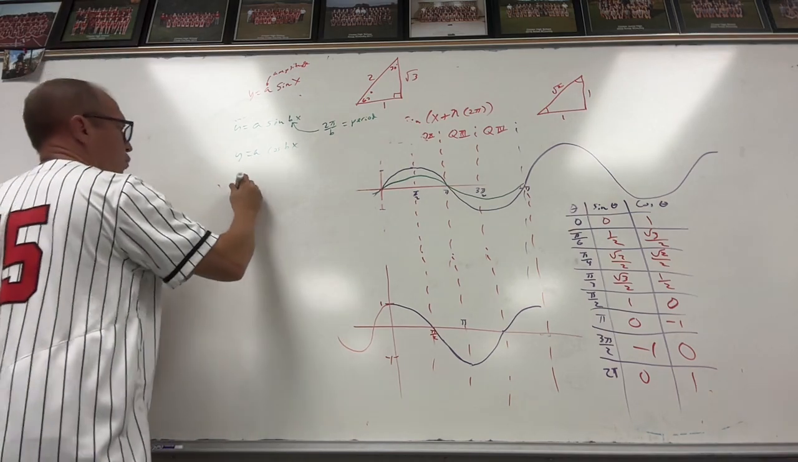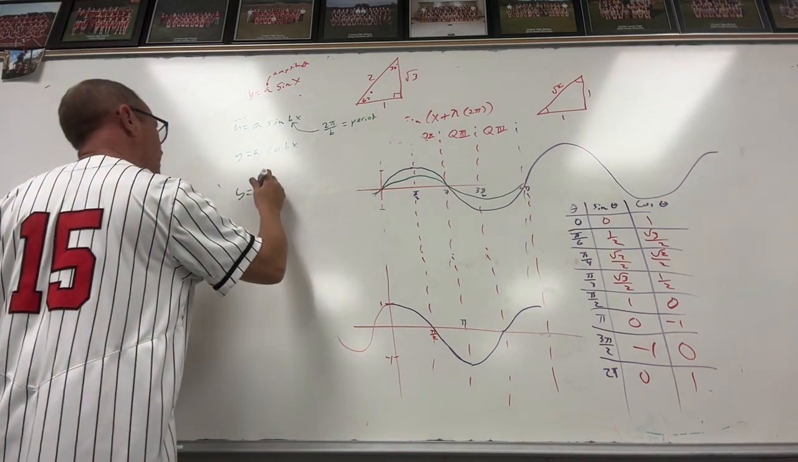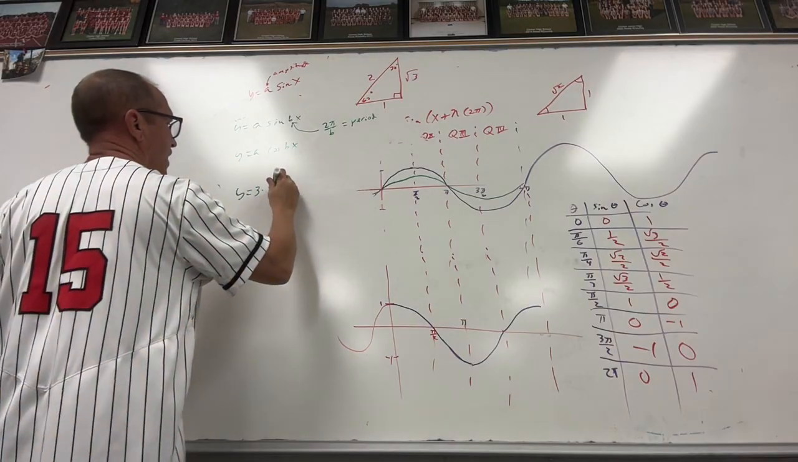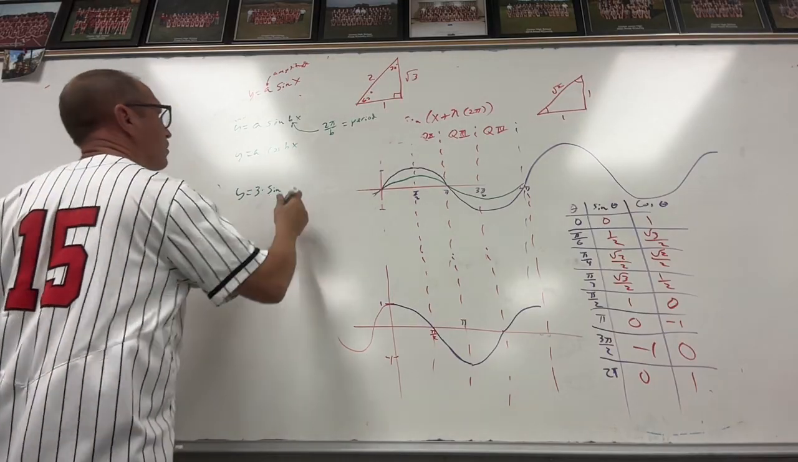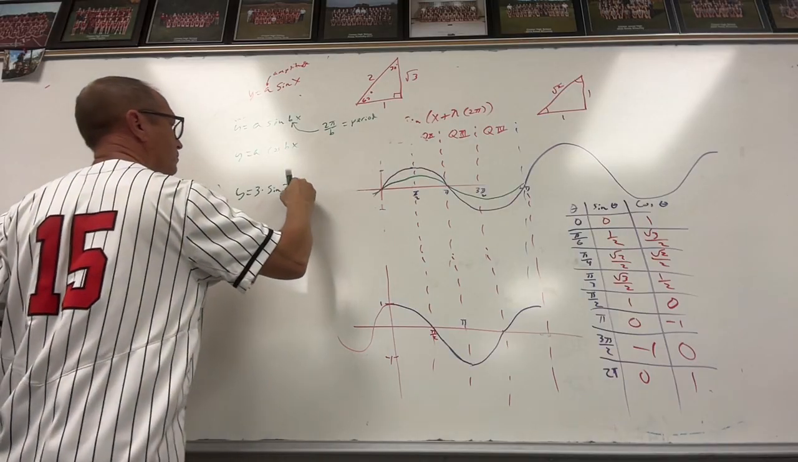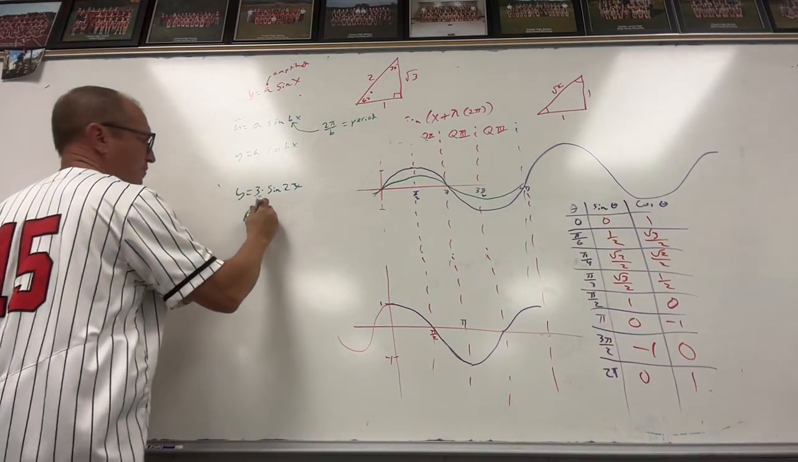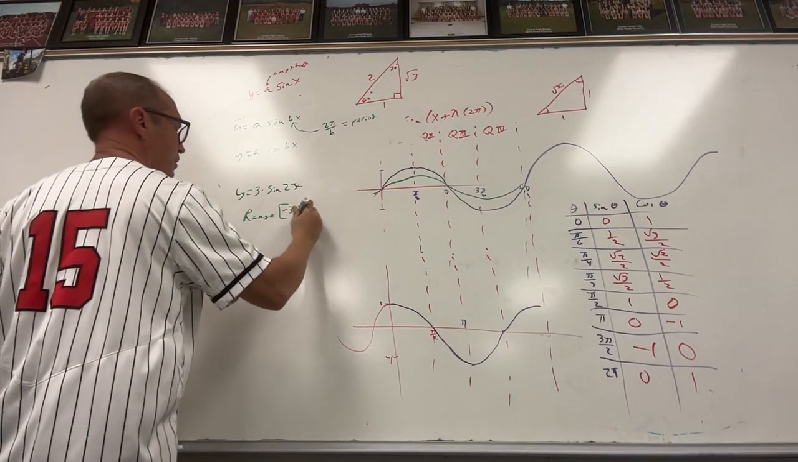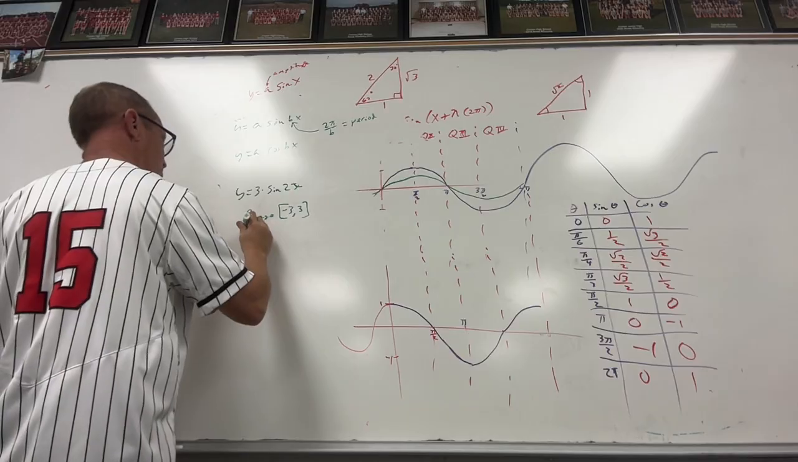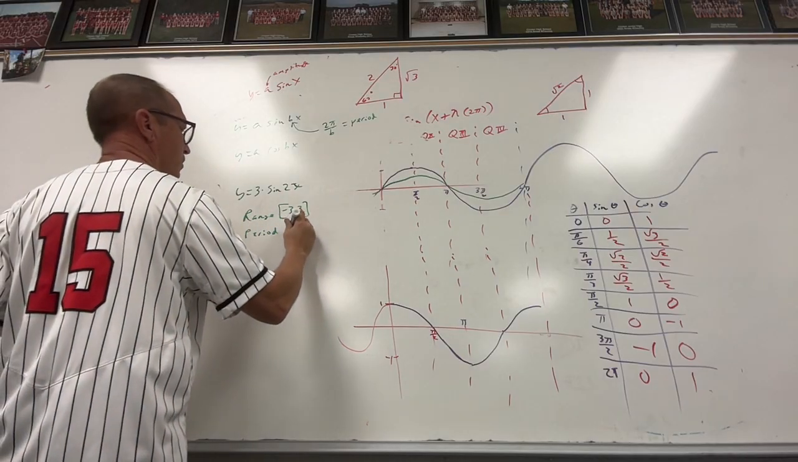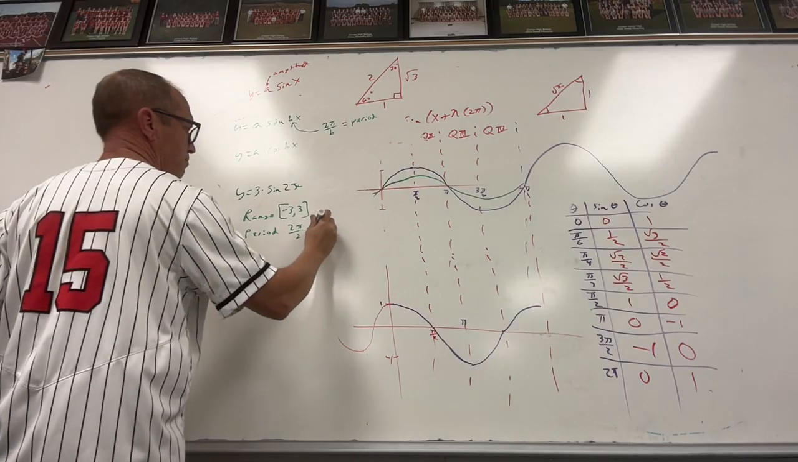So if we have y equals 3 times the sine of 2x, what we're looking at is a range from -3 to 3, and the period is 2 pi over 2, which is pi.